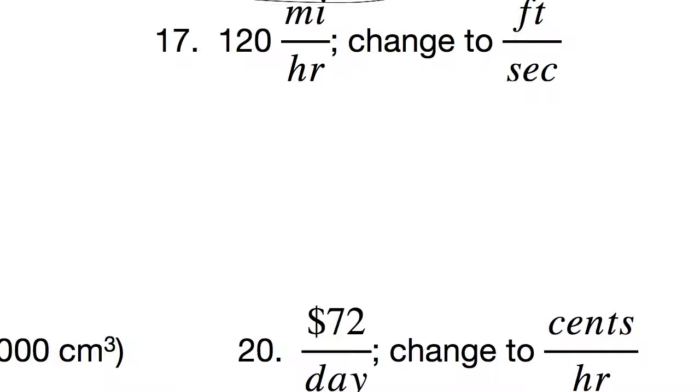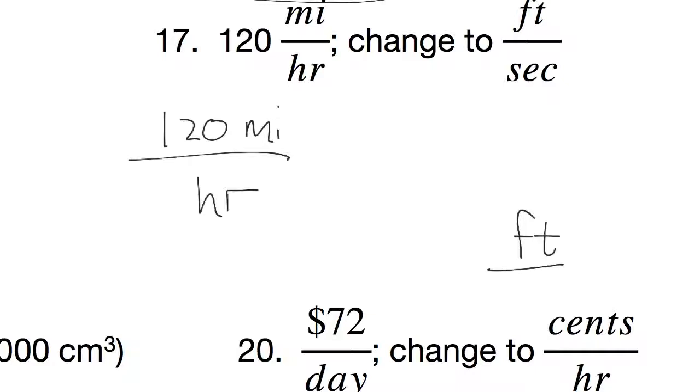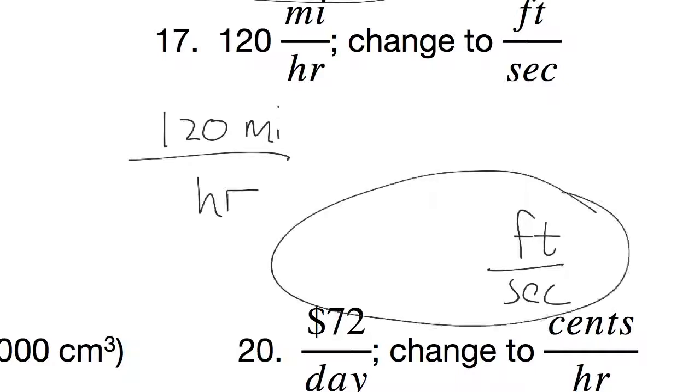Here we go. 120 miles per hour. Change it to feet per second. This is going to look similar, but there's an added bonus that we have to change both miles and hours. If I want to cancel out the miles, I'll put miles on the top and miles on the bottom. They'll cancel out, and I can change that to feet. I know that in 1 mile there are 5,280 feet. So when I multiply across, that'll give me an answer in feet per hour.